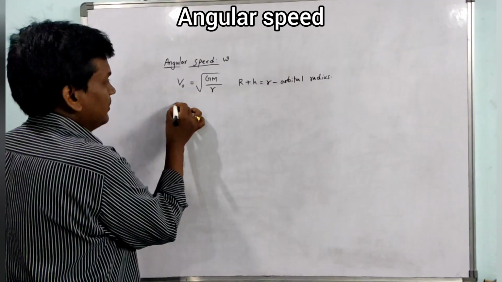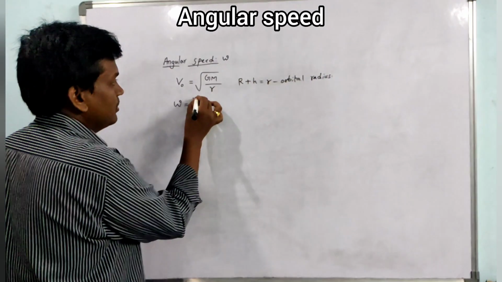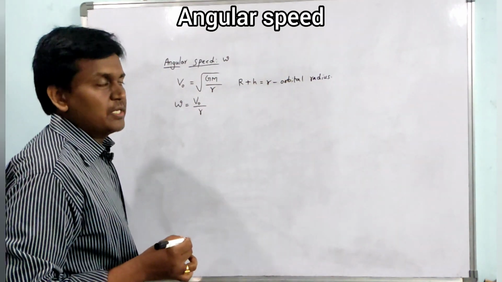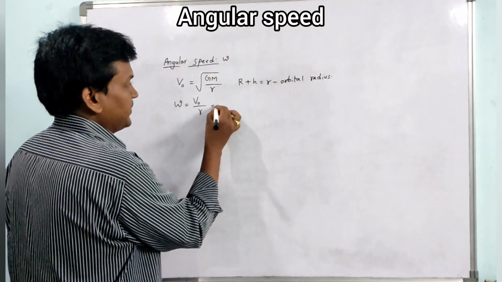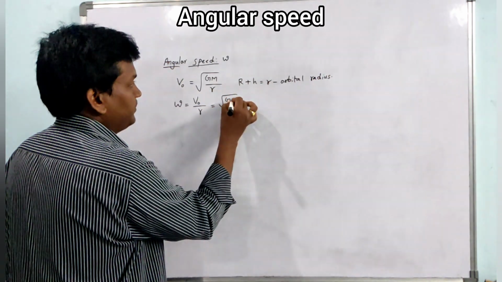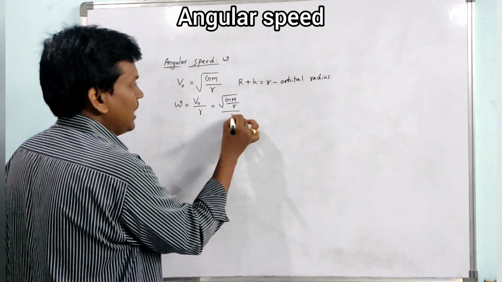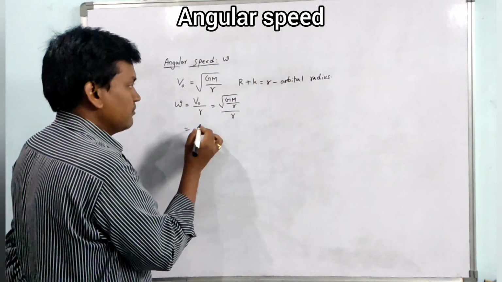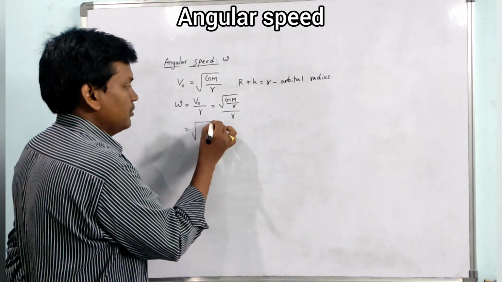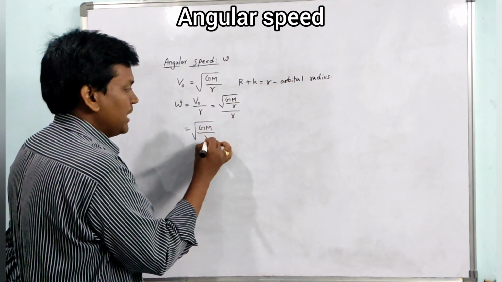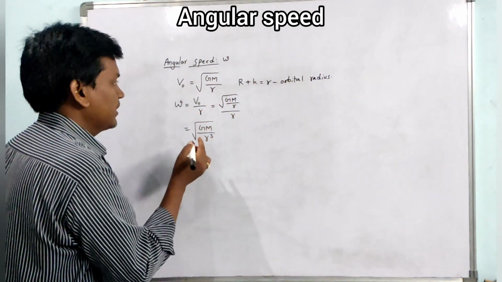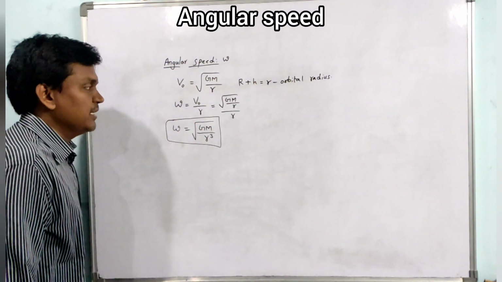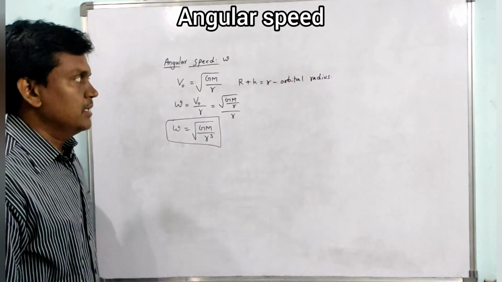And angular speed omega equal to V0 by r, where V0 is the orbital velocity. So we'll get root over GM by r. If you take this r into the root, it will become r squared. So we will get root over GM by r squared into r, that is r cube. So this is the angular speed. Angular speed omega equal to root over GM by r cube.